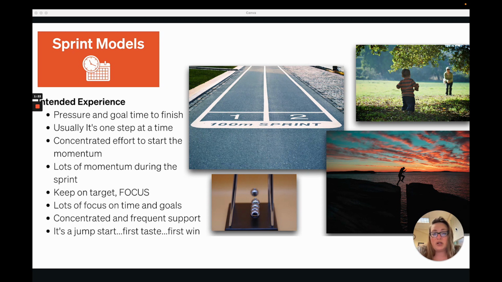It's usually a jump start. It's usually at the very beginning of continuity programs, because it's that first taste into your world. It's very concentrated. All right.